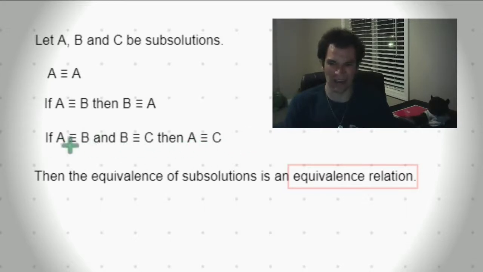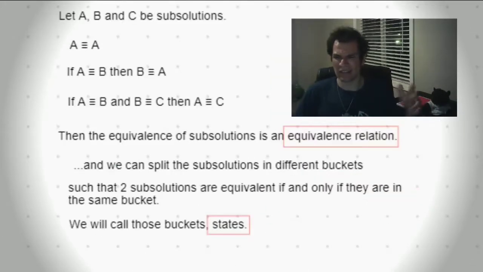This third one is a little bit more interesting, and this is the transitivity property. If A is equivalent with B and B is equivalent with C, then A is equivalent with C. Just remember what it means to be equivalent, and you should be able to see that this third property holds as well. The important part is that these three properties together are an equivalence relation. The equivalence relation is another topic. You can research it for yourself, but for our purpose, it gives you license to split the sub-solutions into different buckets, such that two sub-solutions are equivalent if and only if they are in the same bucket.